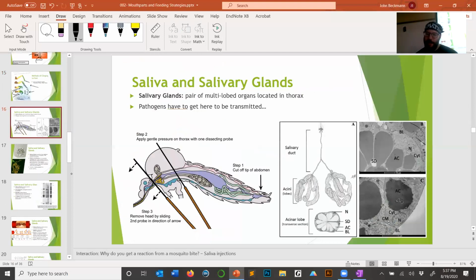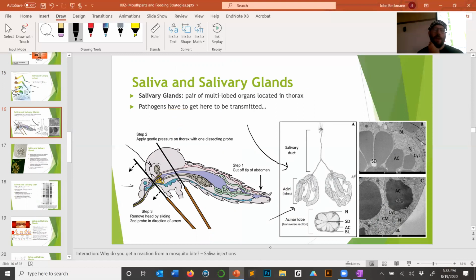These are what salivary glands look like. So we've talked a lot about the salivary glands. In a mosquito, here's the head, here's the thorax, and the salivary glands are in the thorax. And here's just a picture that shows you how to dissect them. You can actually dissect these out. Here's what they look like when you dissect them out.